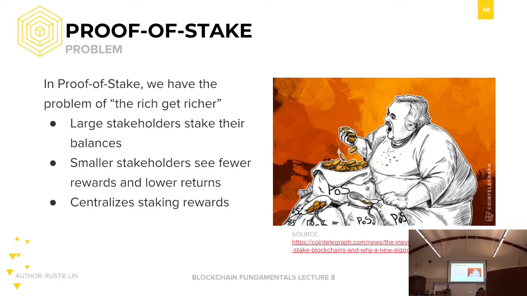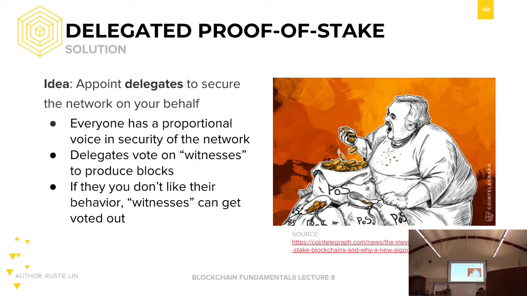So how do we mitigate this problem? We have this idea of delegated proof of stake. You appoint delegates to secure your network on your behalf. What I mean by that is you have some sort of voting power to elect delegates, and these delegates are responsible for choosing who can become the next person that writes to the blockchain or proposes a new block to the blockchain, who are called witnesses.